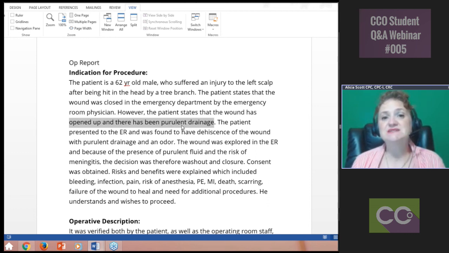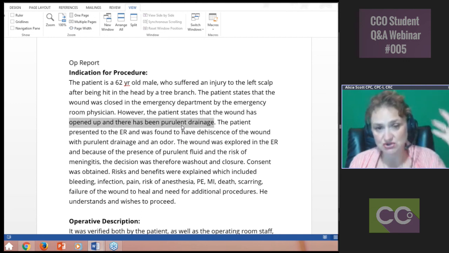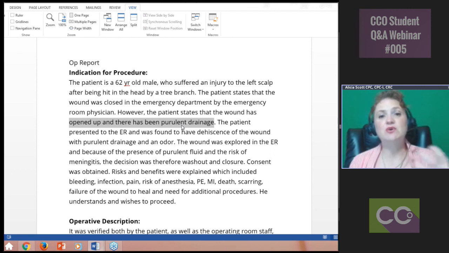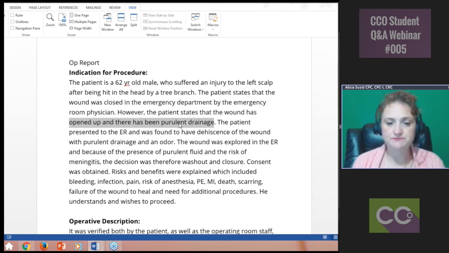But if something has purulent drainage, that means that it is dripping, there's liquid coming out of it, and purulent is not a positive thing, right? So if it was weeping or seeping, and it was just clear fluid or blood, that would be described differently. So that tells us two things. We have a wound that had previously been stitched up. Doesn't matter that they don't tell us how long ago that's been.